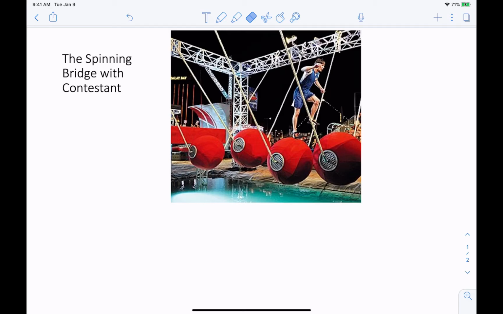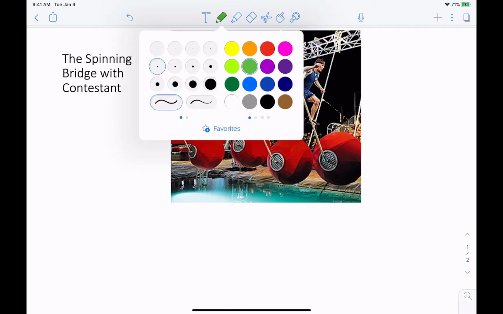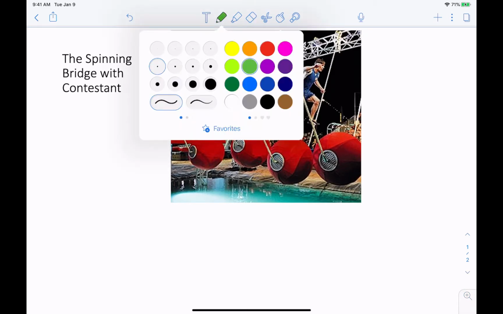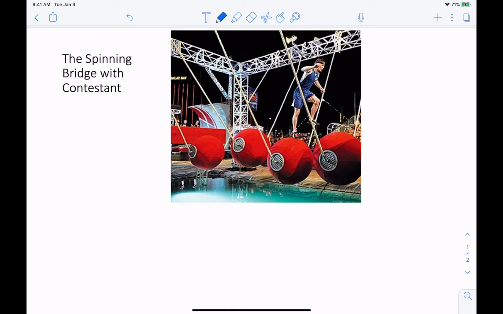Okay, so here is my contestant on the spinning bridge, and I would like to be able to draw a free body diagram. The first thing I'm going to do, since I'm using an iPad, so you may not be able to do this, and that's fine, you can just sketch, is sketch the obstacle and the contestant together as one body, and that is going to be this blue. So there's the obstacle, and here is my representation of the contestant, okay?